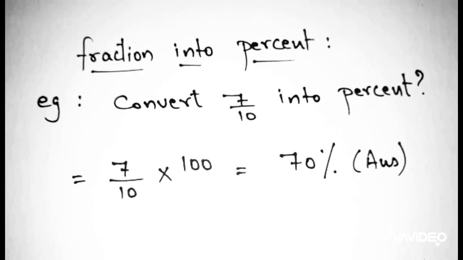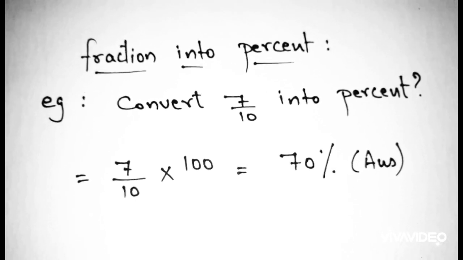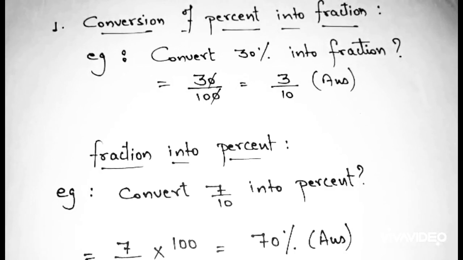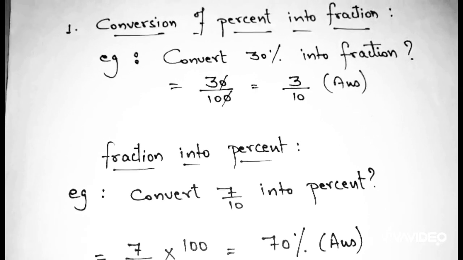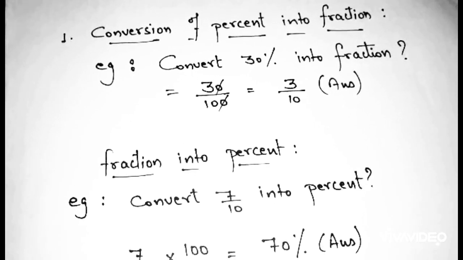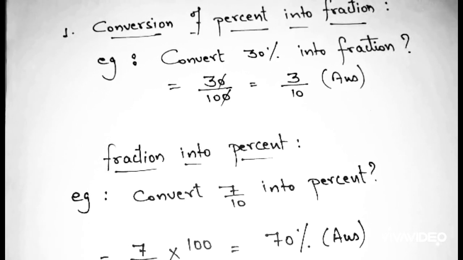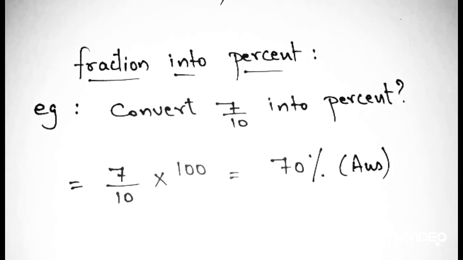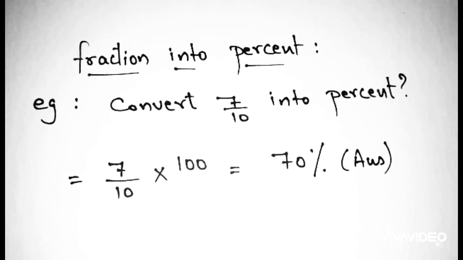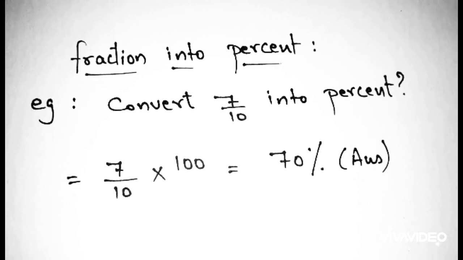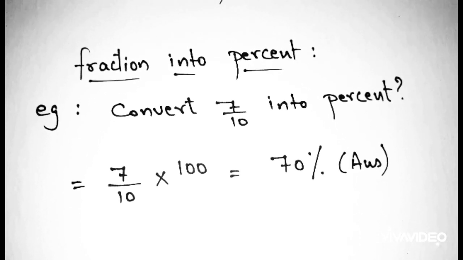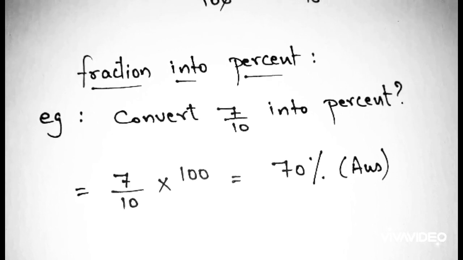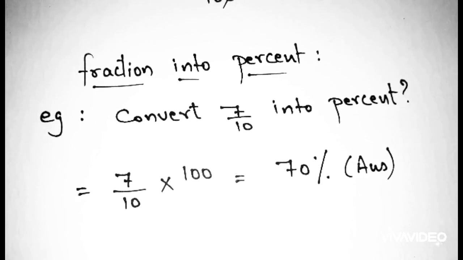What if we need to convert fraction into percent? Earlier we just did conversion of percent into fraction. We discussed that when we are converting percent into anything, we have to divide the given percent by 100. Now the reverse rule will apply. When you are converting anything into percent, you have to multiply the given number, the given fraction, the given decimal or anything, by 100. Okay, let's see the example.